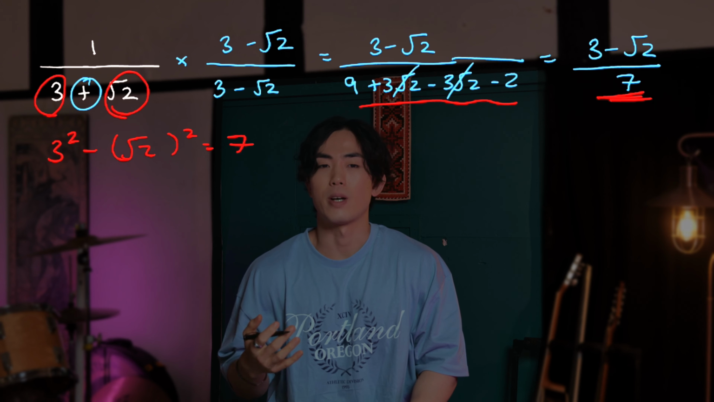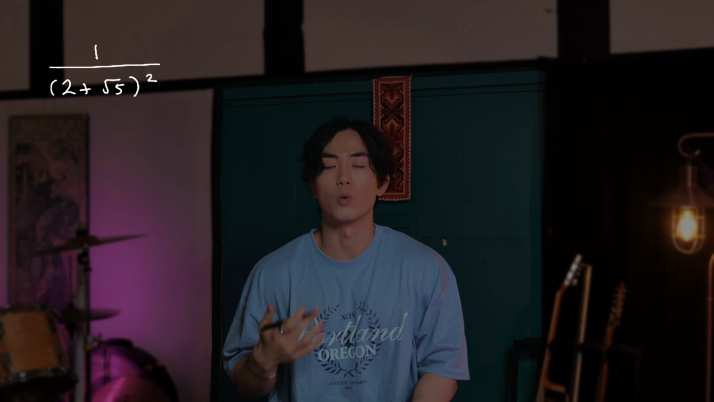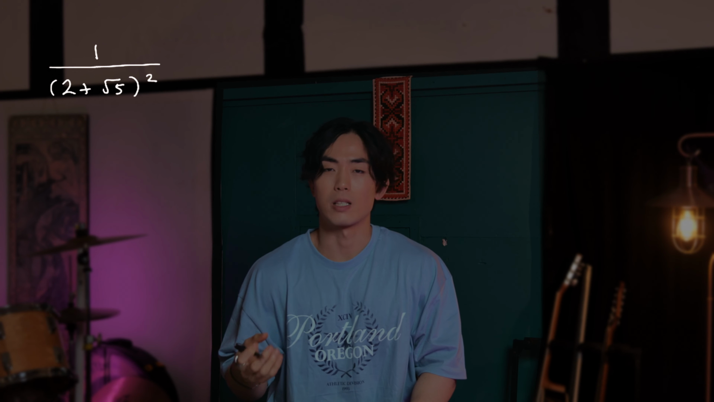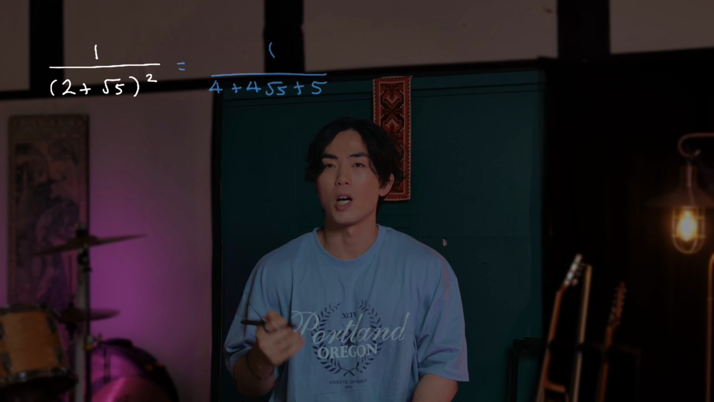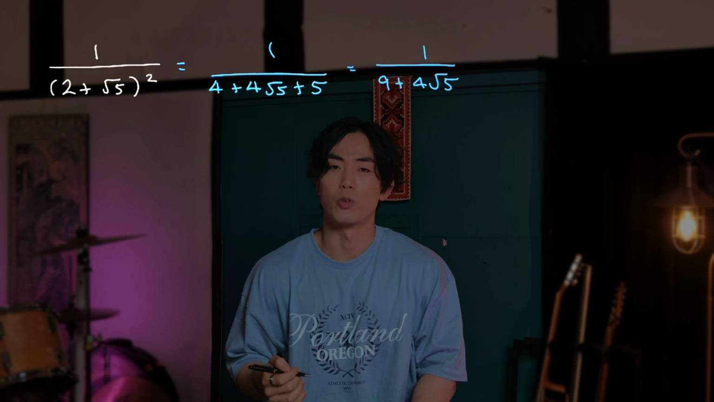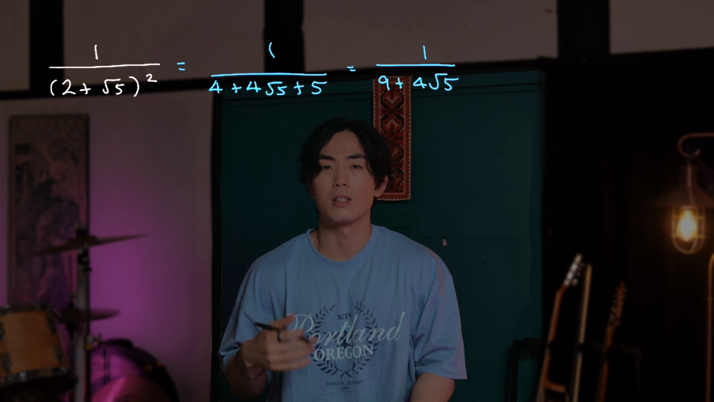Let's take a look at this example here. So we have 1 over 2 plus root 5 all squared. First things first, we want to square out or expand the brackets for the denominator first. So we get 1 over 4 plus 4 root 5 plus 5, which is 1 over 9 plus 4 root 5. We now have to go ahead and rationalize the denominator.